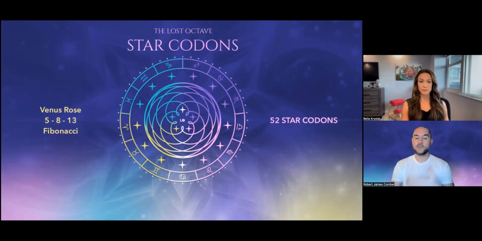And how beautiful is it that there are 52 of these? Well, if you know about the wheel, then you'll know that there are 52 weeks in a year. So isn't that interesting that there's the same number of codons as there are weeks in a year? And of course, the lost octave was all about this number 72. And then within the star codons, it's showing me 52 over and over and over again. And 52 is 4 times 13. So then you can see the Fibonacci numbers that work together. They work with Venus, they work with the 13 sign astrology.